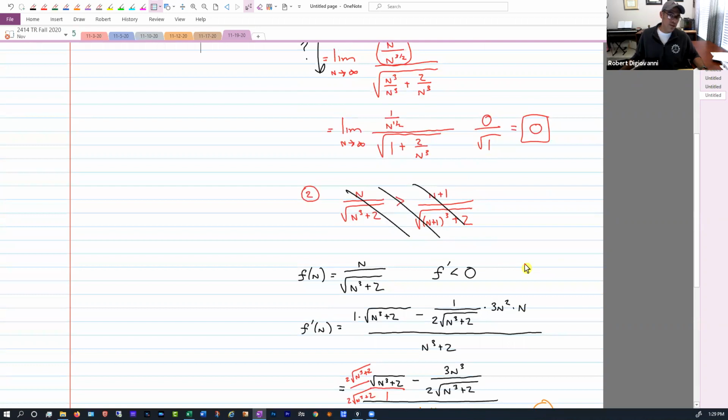Do you get the gist of the alternating series test? You recognize it's alternating, and then you show these 2 things. If you can do that, you're in business.